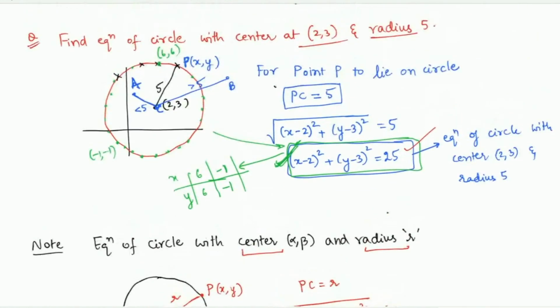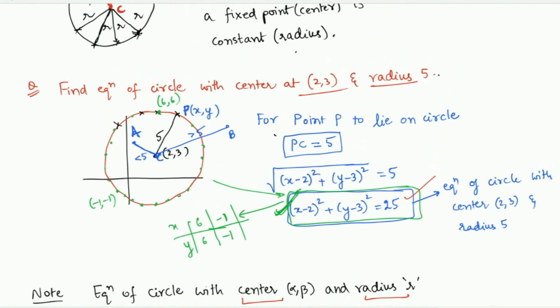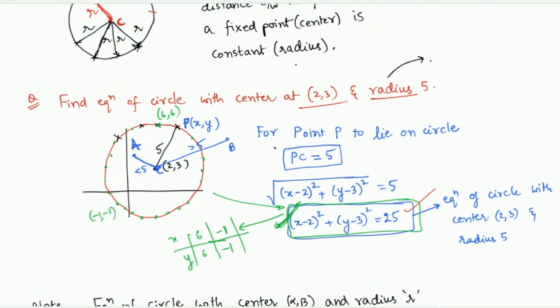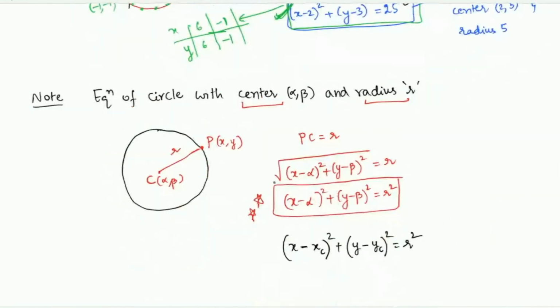All right, so let's solve the first question now. What is the equation of the circle with center (2, 3) and radius 5? Straight away: x minus the x coordinate of the center whole square plus y minus the y coordinate of the center whole square is equal to radius square. So if you know the circle's center and radius, you can easily find the circle equation.